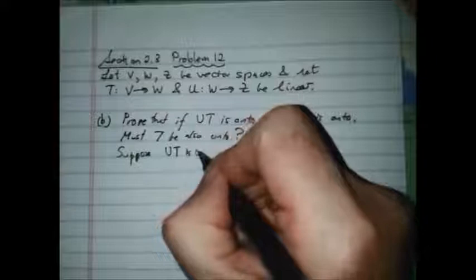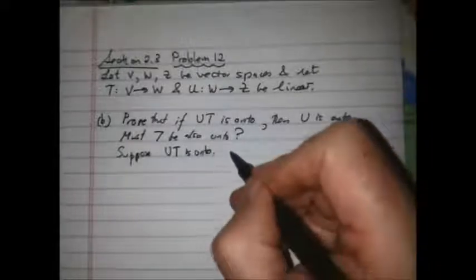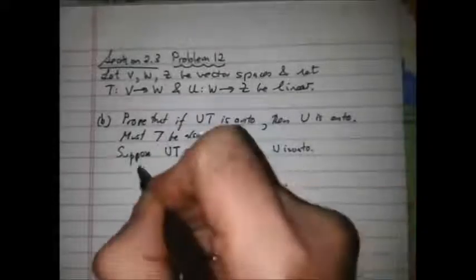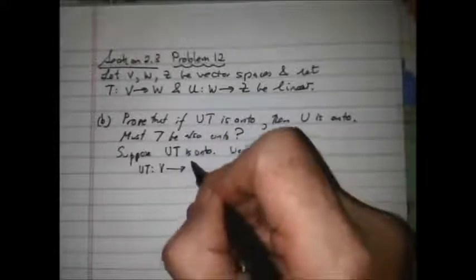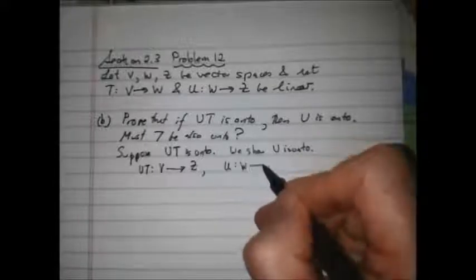Okay, so we suppose UT is onto, and we want to show U is onto. Okay, so remember UT goes from V to Z and U goes from W to Z.